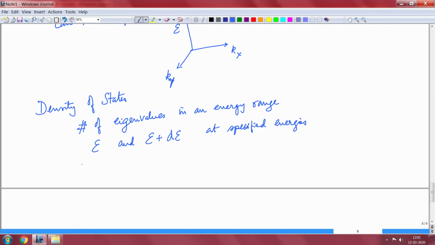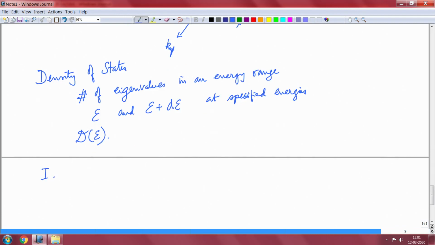That is, I will calculate d of E, which tells me how many energy levels are there between E and E plus dE. dE is very much smaller compared to the range of energy it can take. So because of that, it will become a function of the energy. So d of E I am going to find out in order to find out the nature, or I want to find out how many states are there at every energy. This is really important for the following reason.